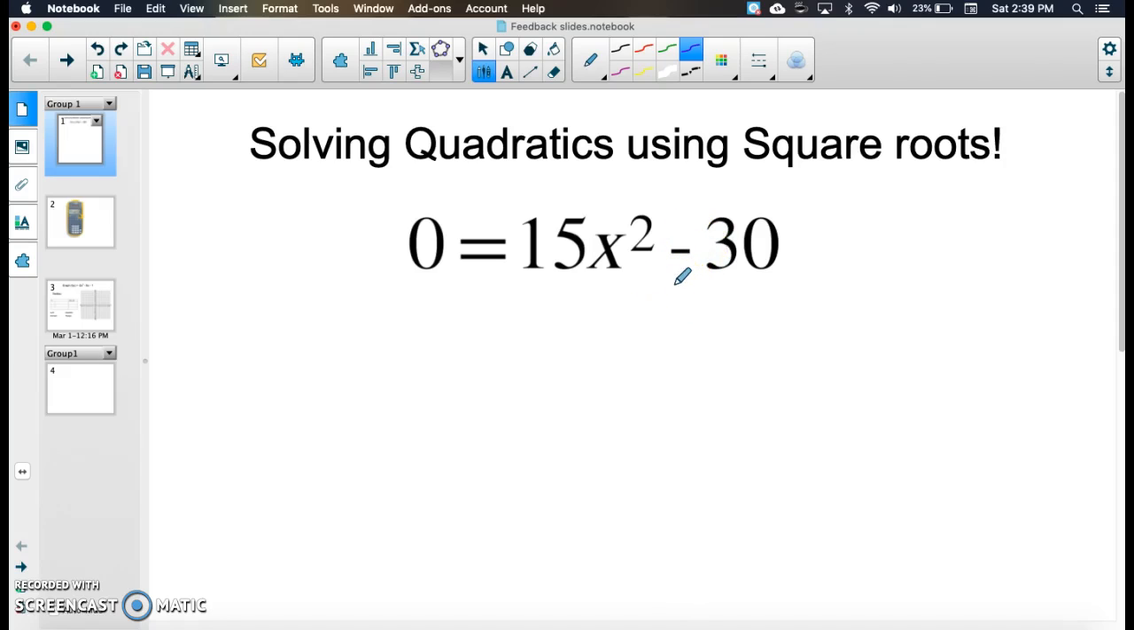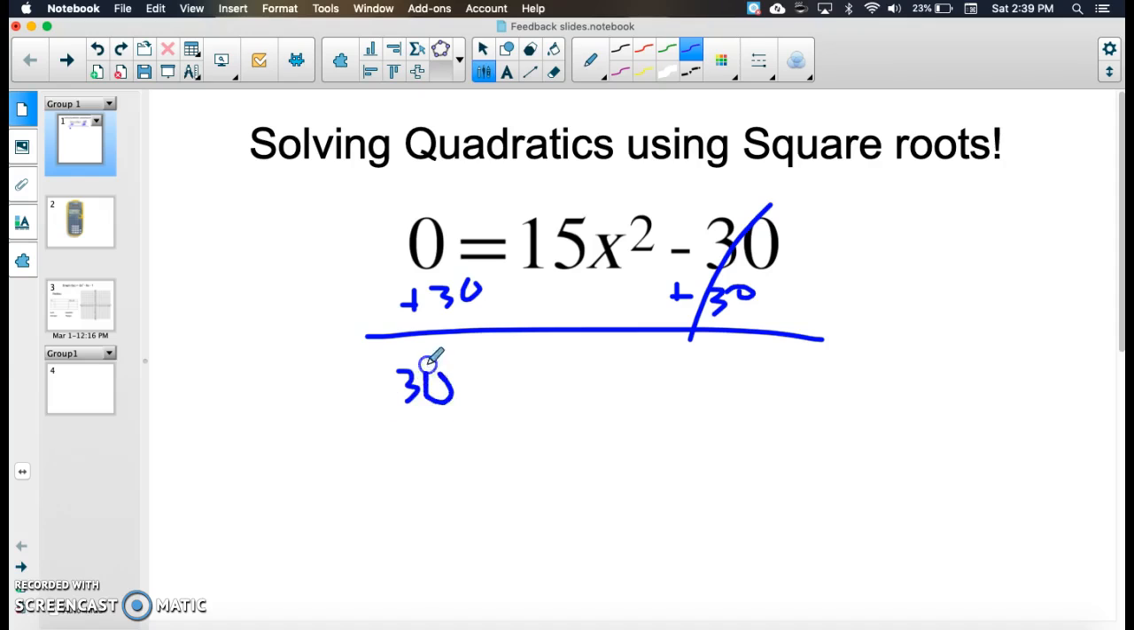Most people know that when solving quadratics using square roots, we should first get x by itself. People did a good job of isolating x. So I'm starting with moving 30 to the other side. This problem is not identical to your quiz, but it's very similar to the questions you saw in your quiz. Now we get rid of the 15 by dividing by 15, so we get 2 equals x squared.